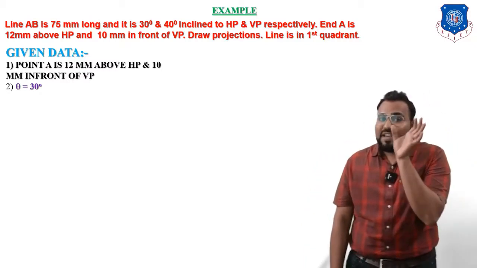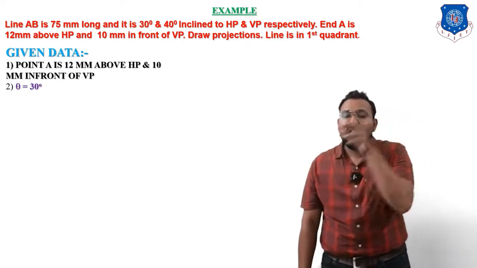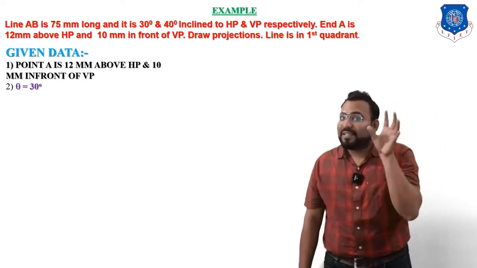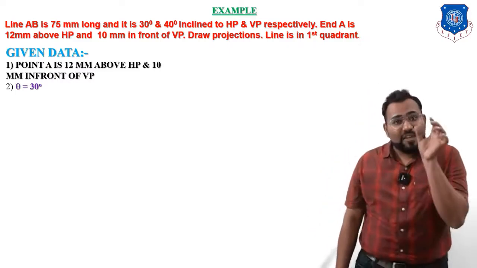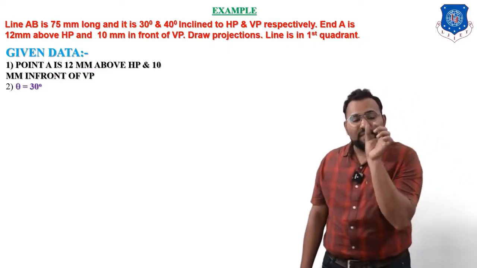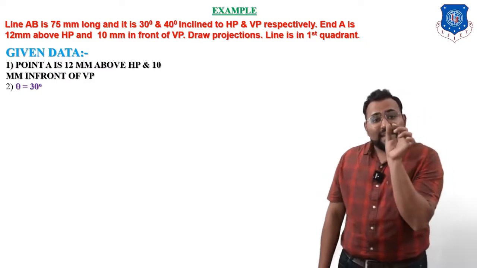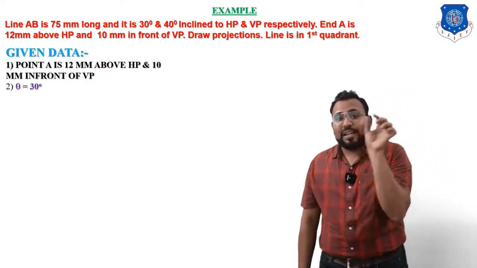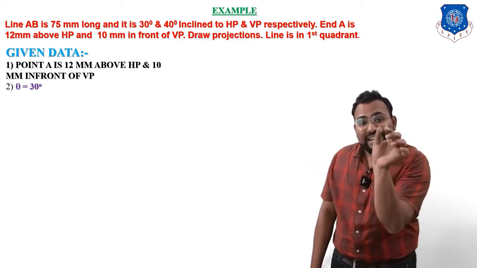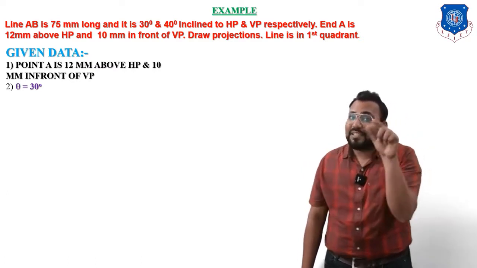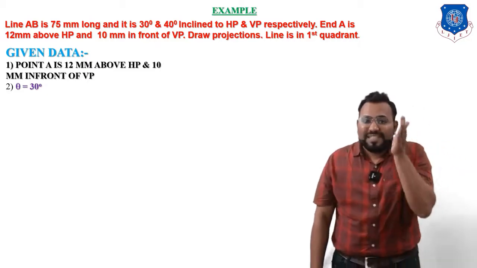Always remember this. If he has written front view of line AB or top view of line AB, that means he's talking about apparent length. But right now he has only used the words line AB is 75 mm long. That means 75 mm is the true length, and it is 30 degree and 40 degree inclined to HP and VP. That means he is talking about the true inclination, which is theta and phi.